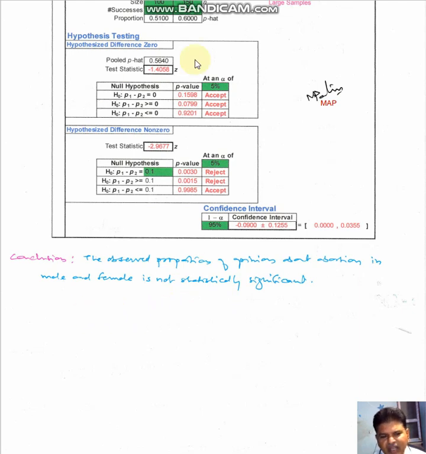So likewise, we can draw the conclusion by using the data.